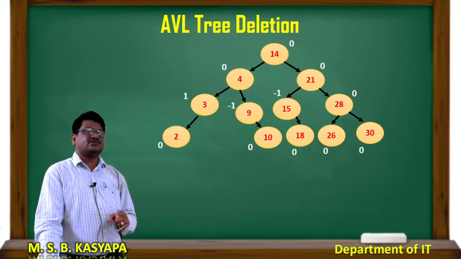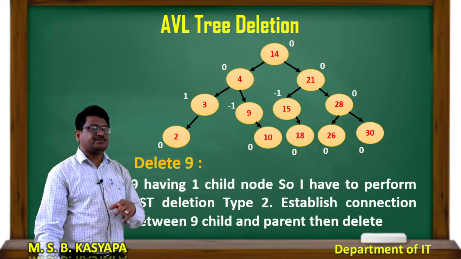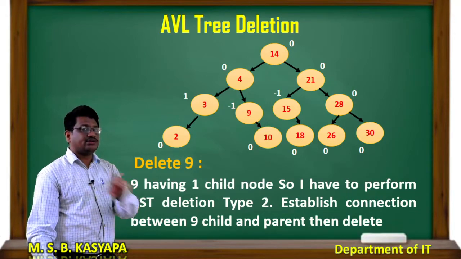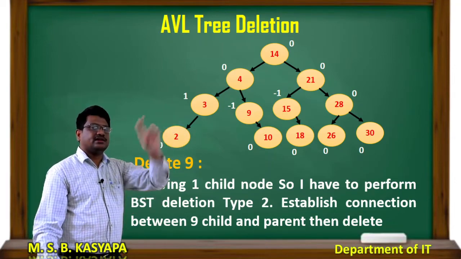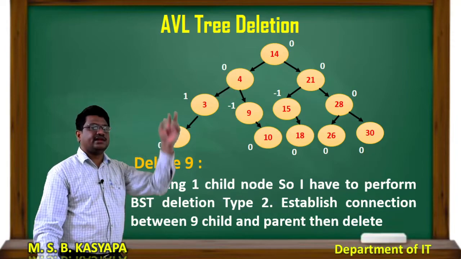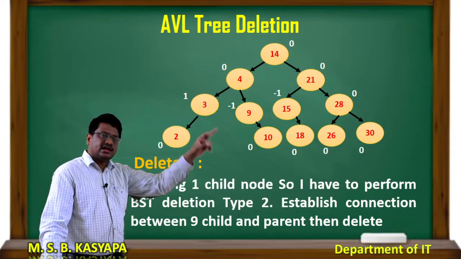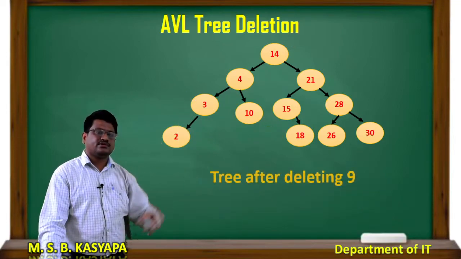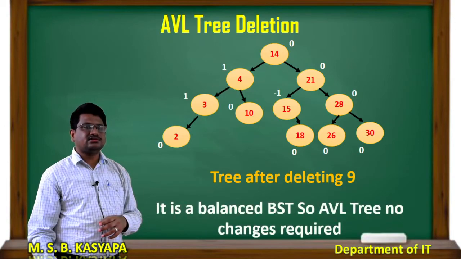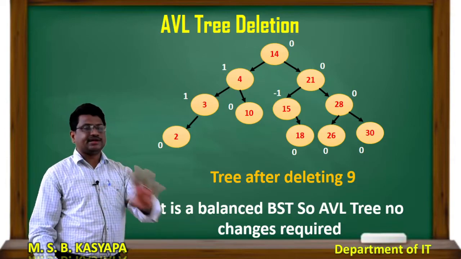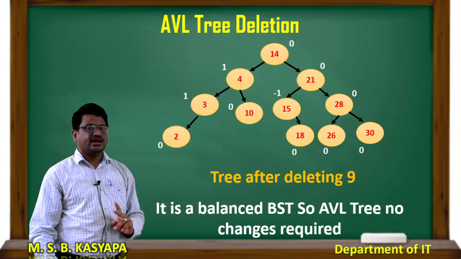Now from this tree, I want to delete 9. If you see, 9 has one right child, that means it is type 2. So according to type 2, I have to establish a connection between child and parent. So if I delete 9, I have to establish a connection between 10 and 4. After that I can delete the value. Now if I calculate the values, all are according to the AVL tree. So it is a balanced binary search tree and an AVL tree. So there is no need of any rotations.